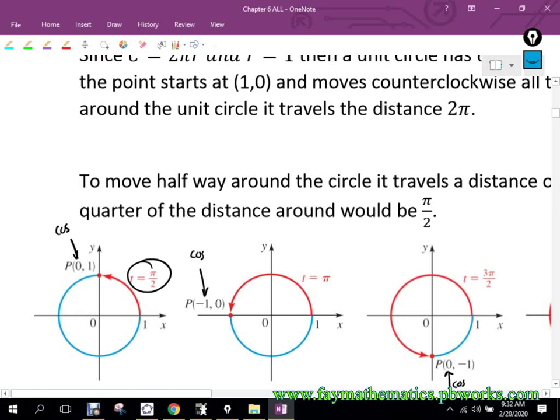Type in sine of pi over 2. 1. Type in sine of pi. 0. Now just don't type anything. What do you think the sine of 3 pi over 2 is? -1. Okay.